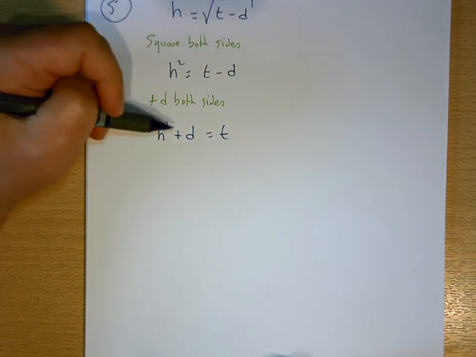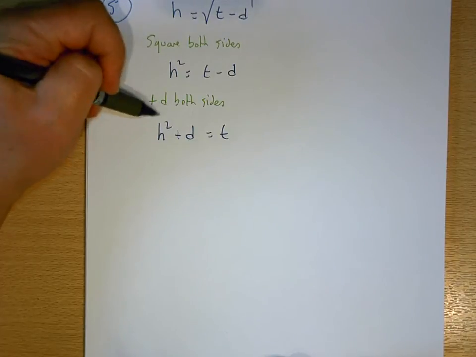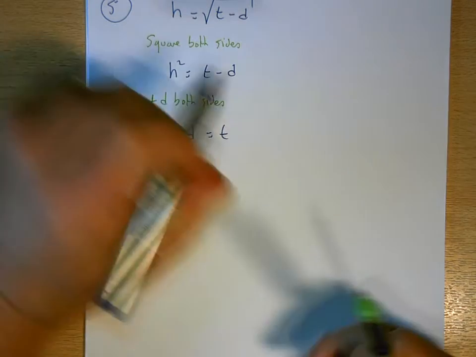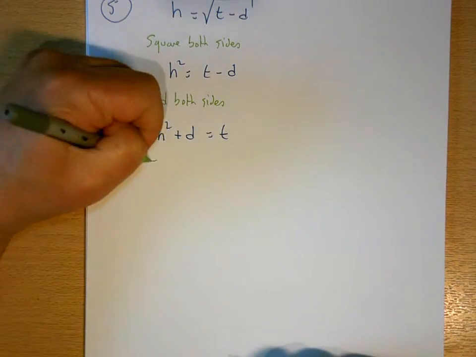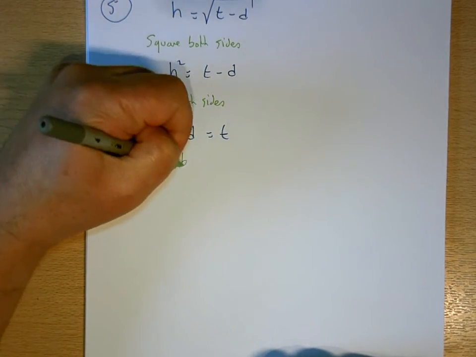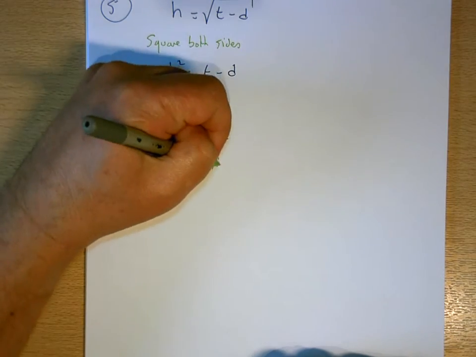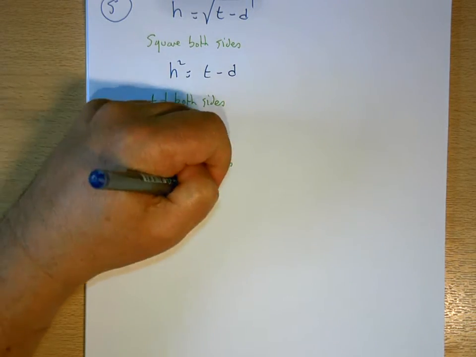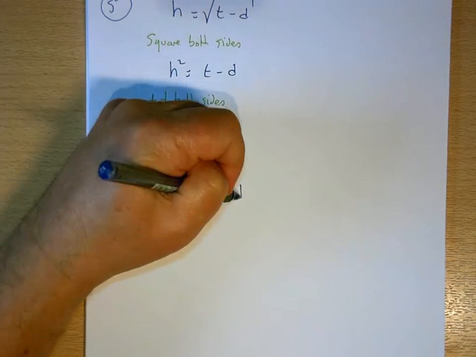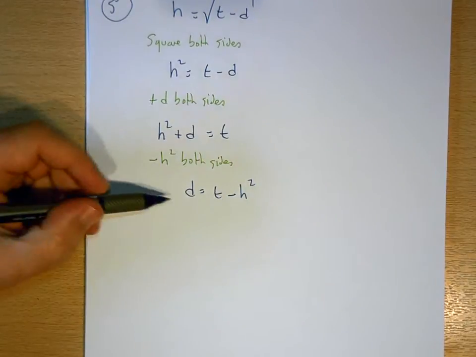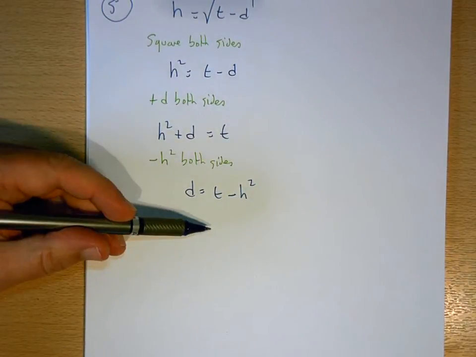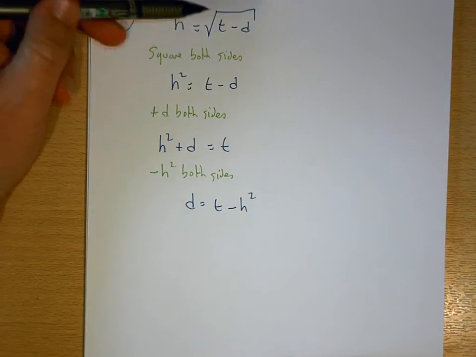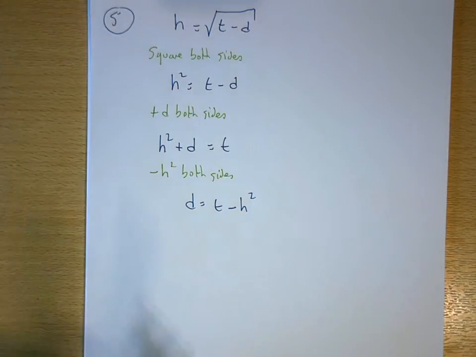Now I want to get the d on its own, so I have to get rid of the h squared. The h squared is being added on that side, so I have to subtract h squared both sides. D equals t, take h squared. And I've only got one d there already, so there's nothing to divide by. That's the answer done. So what makes that one a bit different from the earlier ones is now we've got to get rid of that square root by squaring.